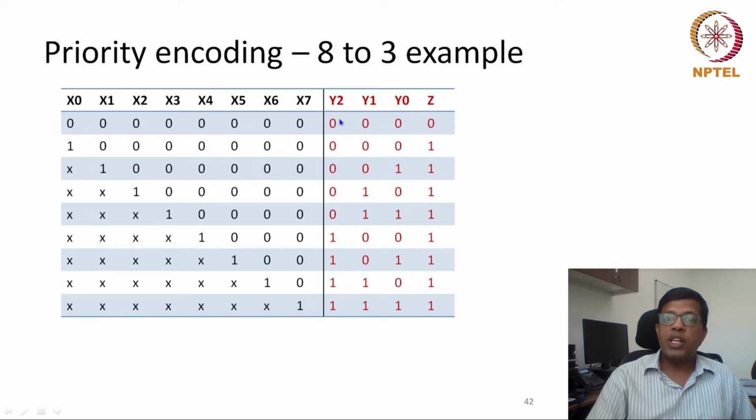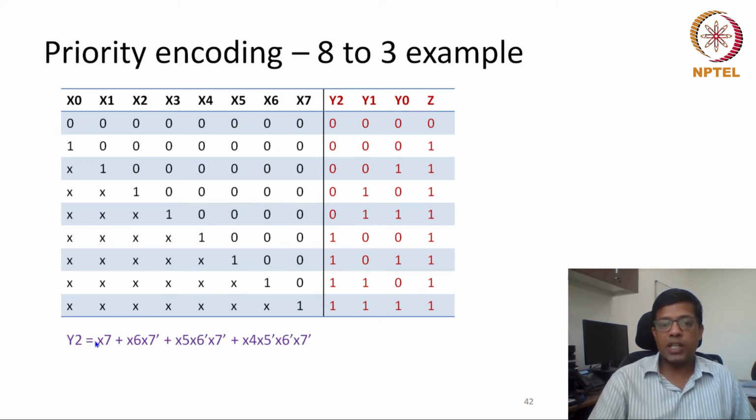I can see that y2 is 1 in these 4 rows. So I can say that when this condition is 1, or when this condition is 1, or this condition, or this condition is 1, then y2 is going to be 1. So I can look at all the inputs in these last 4 rows and then create a Boolean expression for y2. It would come out something like this: y2 would be 1. This particular one will come if x7 is 1, and this particular one will come when x7 is 0. That means x7 bar and x6.